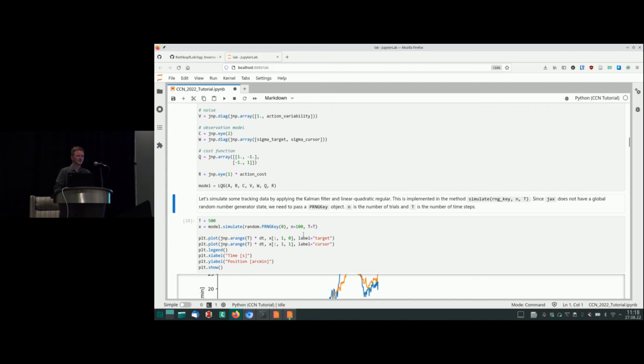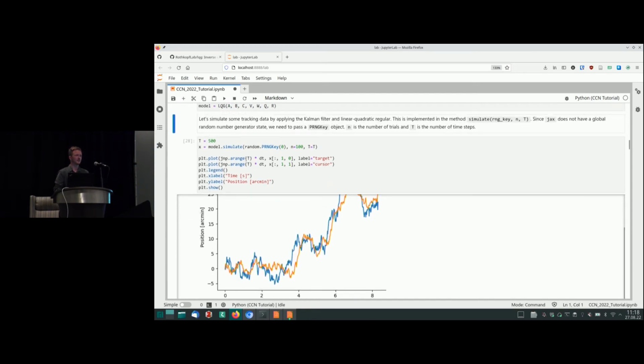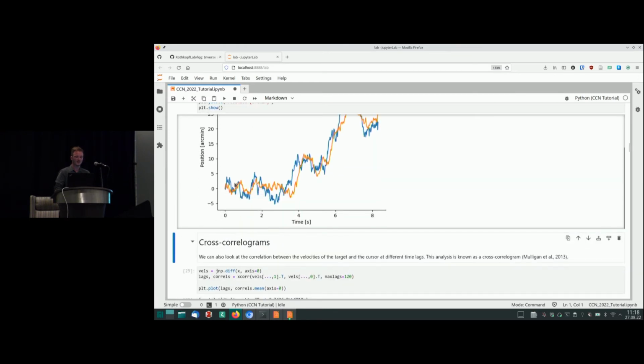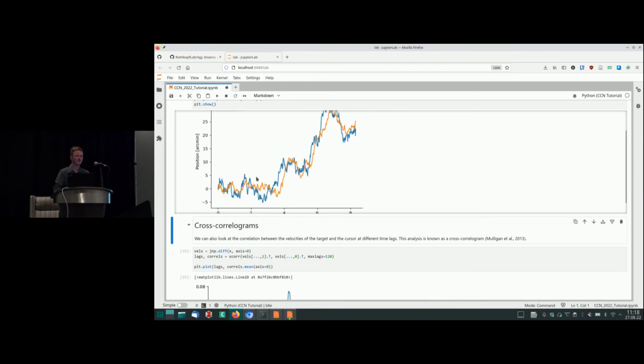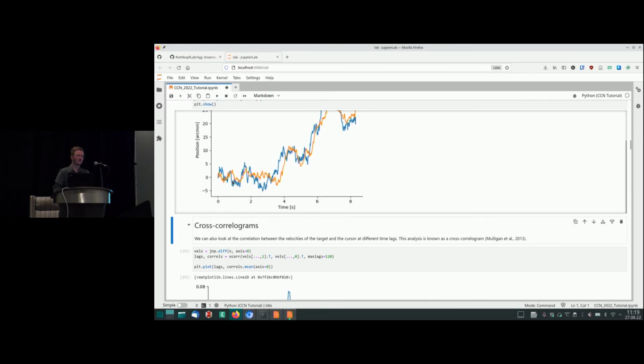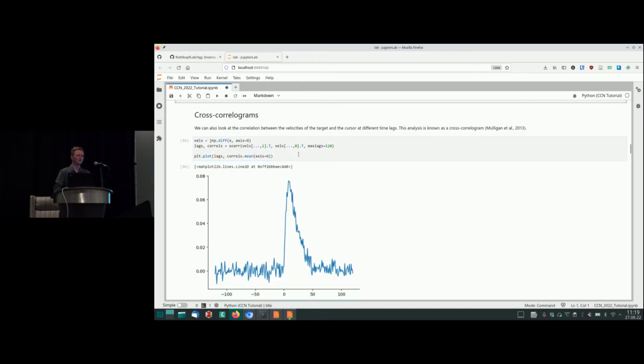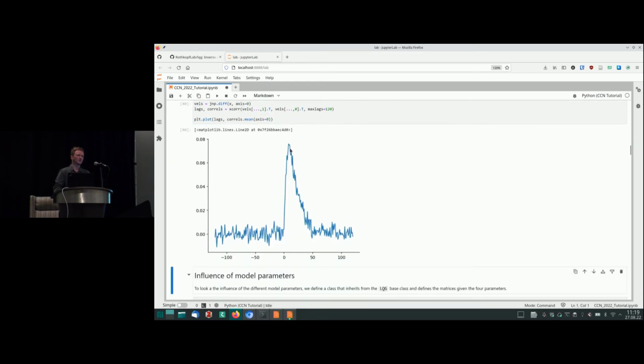So let's simulate some data by applying the Kalman filter and the linear quadratic regulator, which are defined in this simulate method. This gives us some simulated tracking data where you can see that the agent actually tracks the target with their cursor. The target is this blue line, these blue data points that move according to the random walk, and the orange line is the cursor that tracks the target. So far, so good. Another way that we can look at these data are these cross-correlograms that we talked about, and we can also compute those. And you can see, okay, the correlation is maximal after about 25 time steps or something.